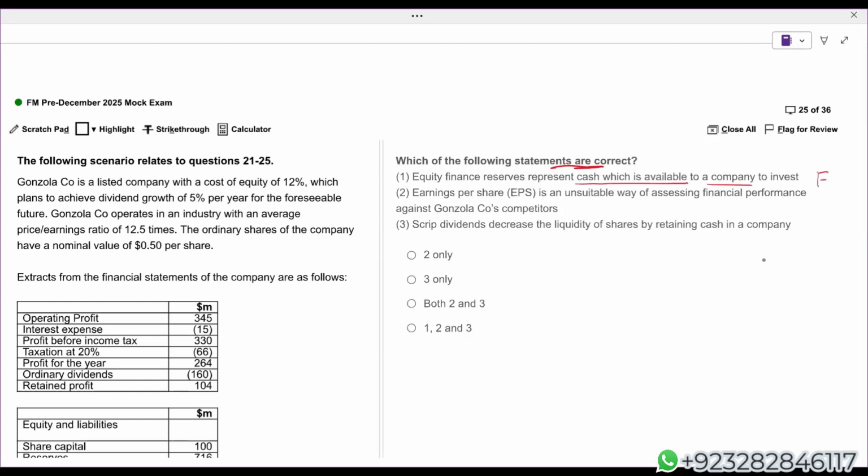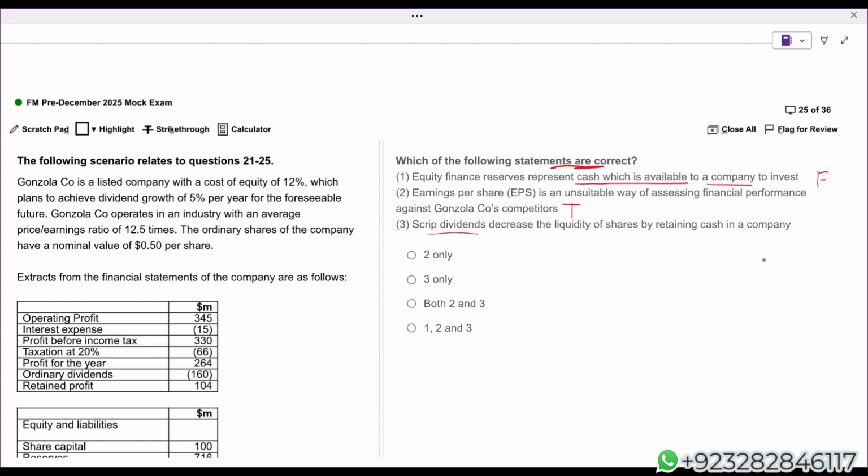False. EPS is an unsuitable way of assessing financial performance against Gonzilla company's competitor. That is true. Why? How do we calculate EPS? Simply profit after tax divided by total number of shares. Obviously, each company will not have the same number of ordinary shares issued. Different organizations will have different numbers of ordinary shares issued. So rather than EPS, you can go for PE ratio. You can compare the performance on the basis of PE ratio rather than EPS.